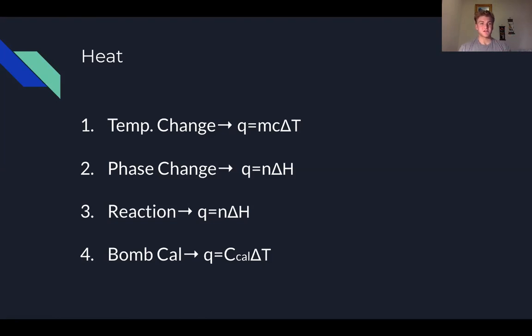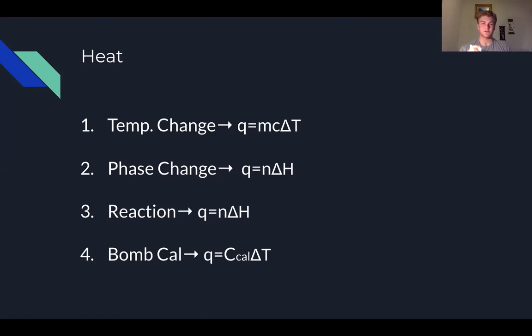Then we have phase changes. Phase changes and reactions use the same equation. Whenever something is changing from a solid to a liquid, or a liquid to a gas, you're going to see this equation being used, because a reaction is happening and it's also going through a phase change. Let's say you're making cookies: you have the dough all laid out, you put it in the oven, boom, the reaction takes place and you get your cookies. In that type of scenario, you would use these two.